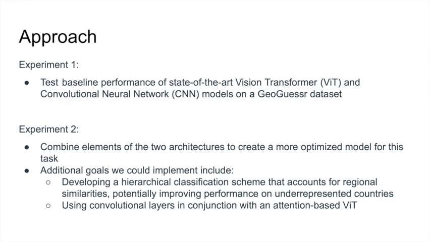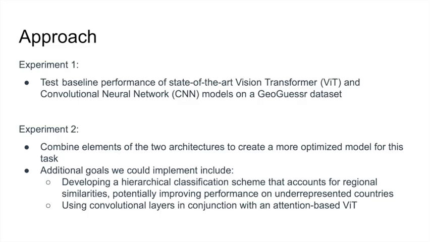We can break our approach into two basic experiments. The first experiment is testing the baseline performance of existing state-of-the-art vision transformer and convolutional or CNN models on our GeoGuessr dataset. We will simply fine-tune the existing models on our dataset and see how well they perform without any additional modification. Our second experiment seeks to combine the elements of these two architectures to hopefully create a more optimized model for this task.